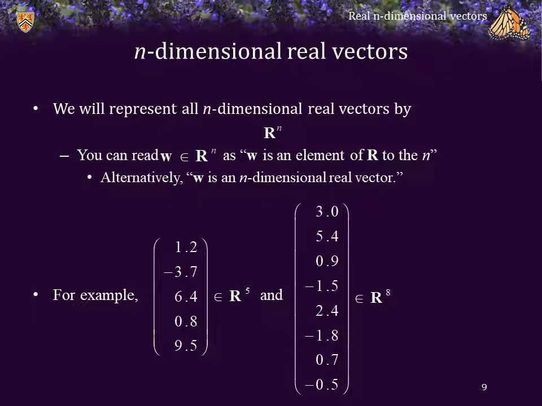Here are some examples. First, we see a vector here with the entries 1.2 through 9.5, and that is in the set R to the power 5, or R to the 5. Next, we see an 8-dimensional vector having entries 3.0, 5.4, all the way down to negative 0.5.